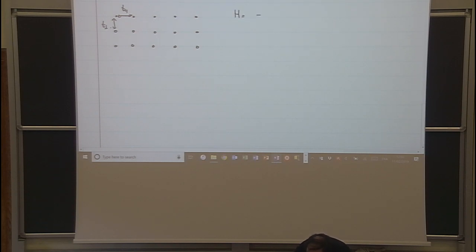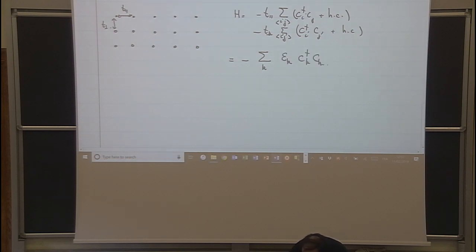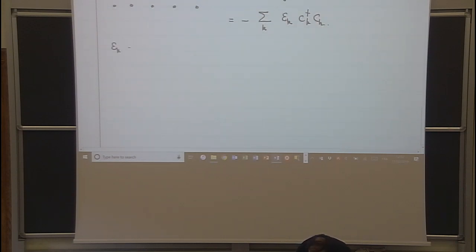So let's say I have a Hamiltonian which is minus t parallel sum over, let's say, i and j nearest neighbor c dagger i c j plus Hermitian conjugate, and then I will have minus t perp sum over i prime j prime c dagger i prime c j prime plus Hermitian conjugate. And of course it means that in k space I get something which is minus sum over k of epsilon k c dagger k c k, and then I get an energy epsilon k which is minus 2 t parallel cosine k parallel minus 2 t perp cosine k perp. And that's the normal energy.